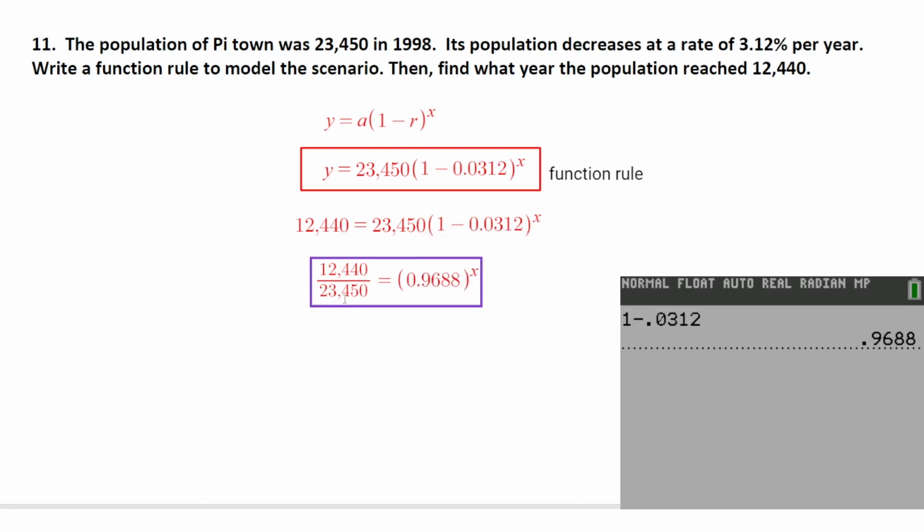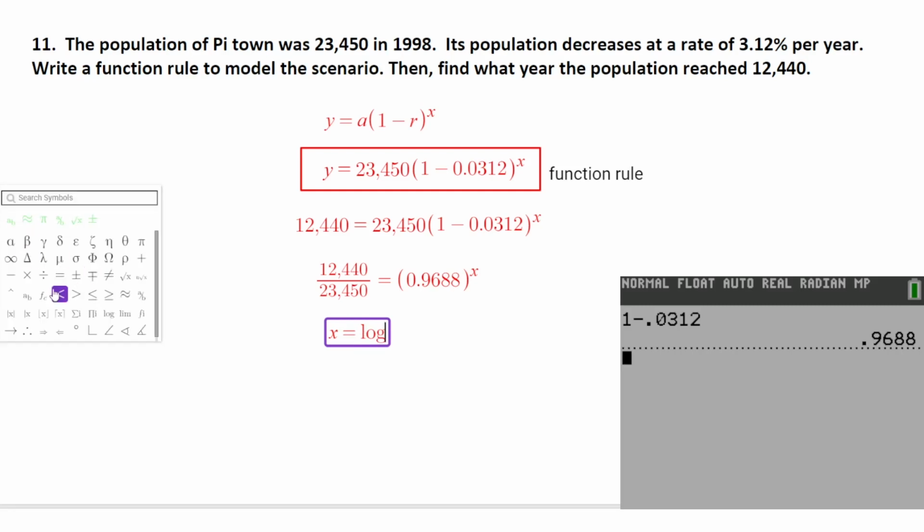All right, so now we got a nice little equation here. We're going to rearrange this for x. So x is going to equal log, and then the base is going to be that 0.9688, of this fraction.